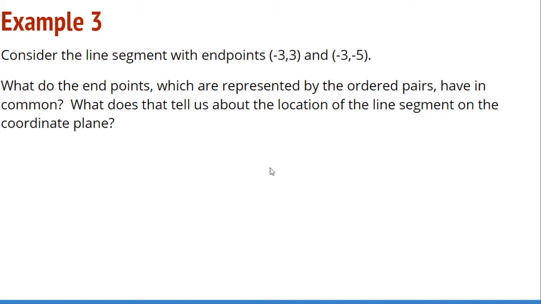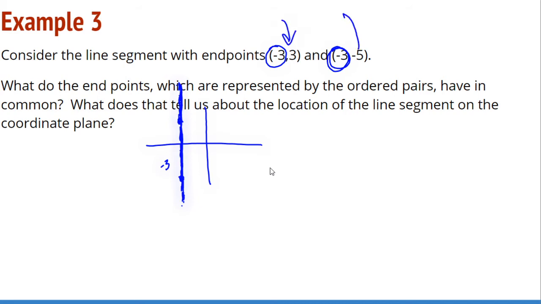Here we go. We're going to look at (-3, 3) and (-3, -5). What do the endpoints, which are represented by the ordered pairs, have in common? Well, they both share this -3. So they are both on the same x-coordinate. And if I quickly do a little visualizing here, here's the -3. One of them is going to go up, the other one's going to go down. So they're sharing this vertical line together. They're both on this vertical line that goes through x equals -3.